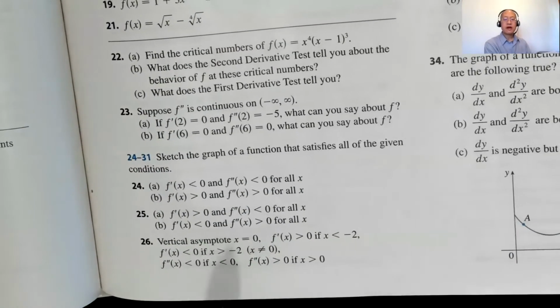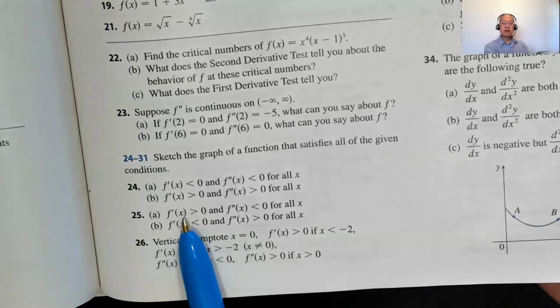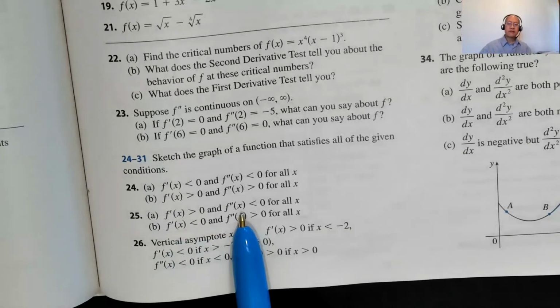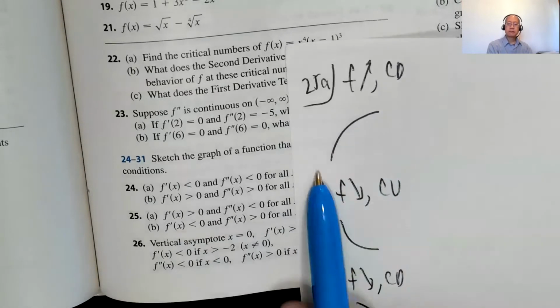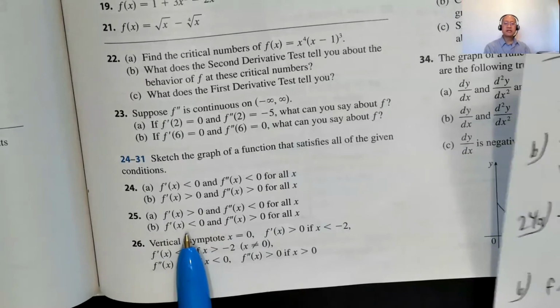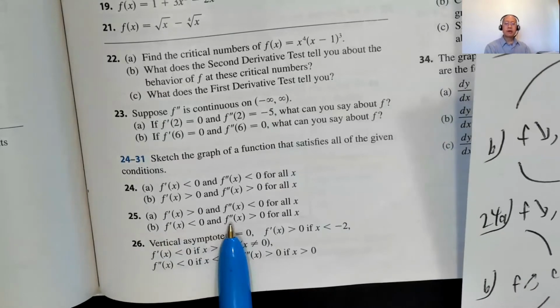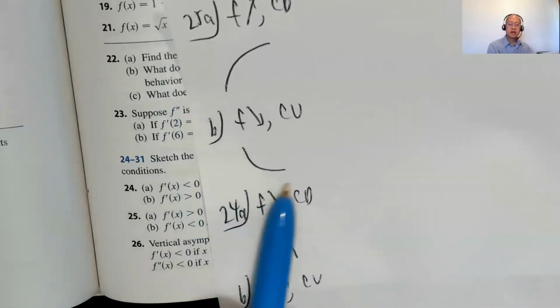Okay, then some of these other graphing type problems. Problem 25, A and B. A: F prime greater than 0, increasing, F double prime less than 0, concave down. So increasing, but upside down U shape. B: F prime less than 0, decreasing, F double prime greater than 0, concave up. So decreasing, concave up.